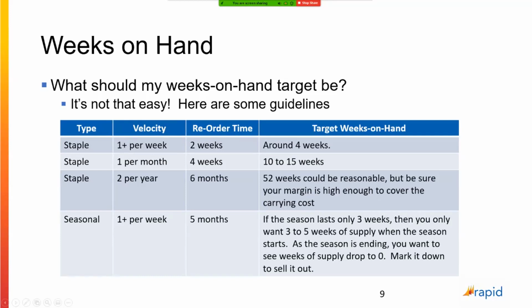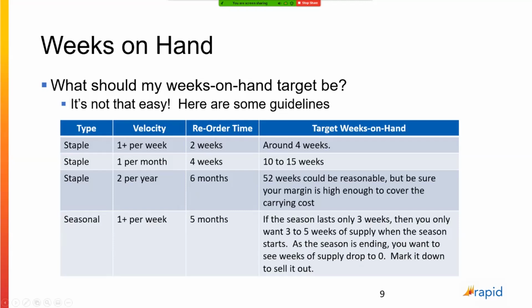Then this next example kind of amps up just a little bit more of that. It's still a staple product. We sell it year round, but we only sell 1 per month. And we might reorder it, the reorder time when we place the order with the vendor, it might take us 4 weeks to get that product. So in this case, 10 to 15 weeks on hand would be fairly normal.